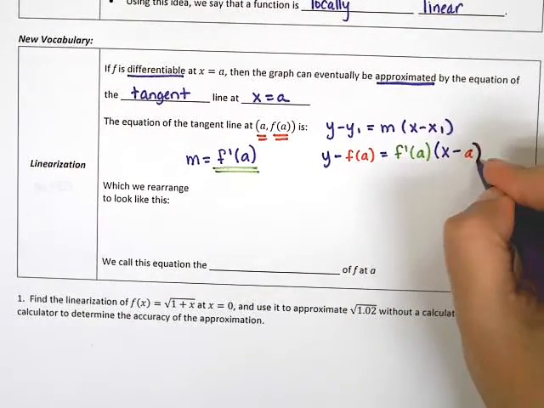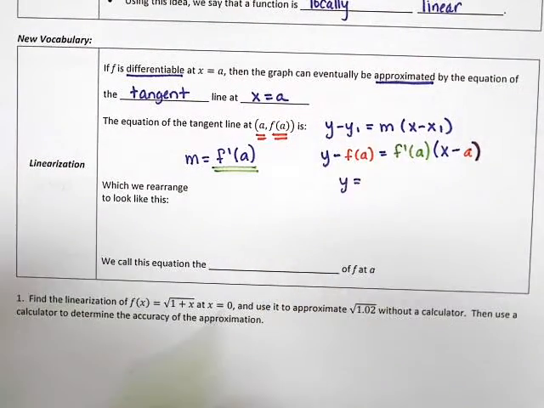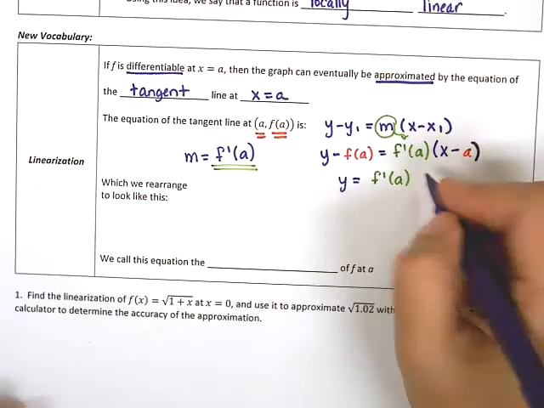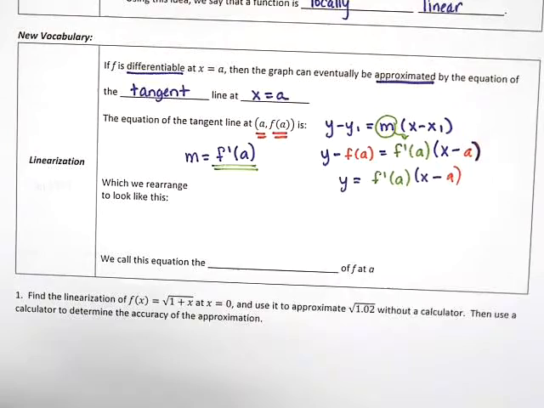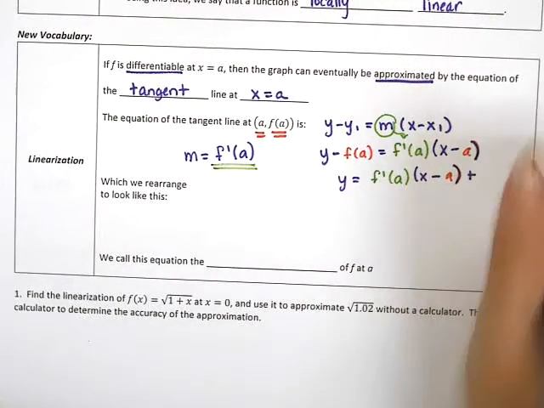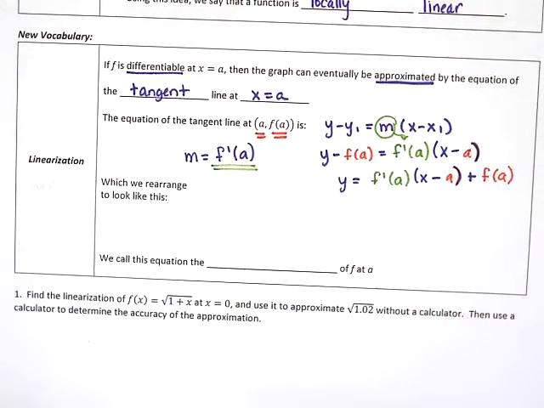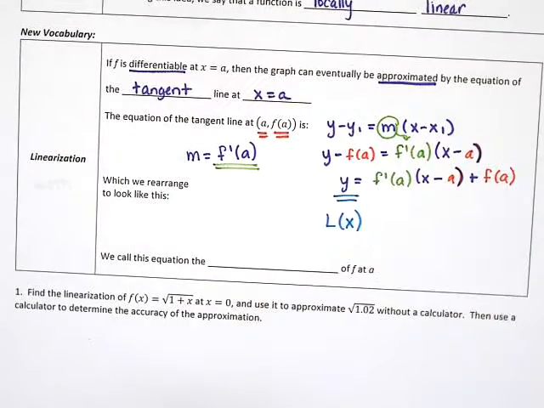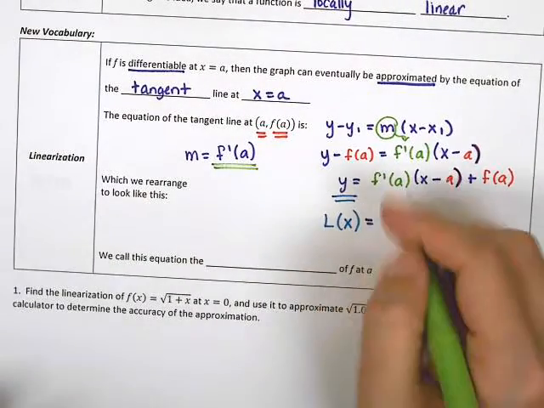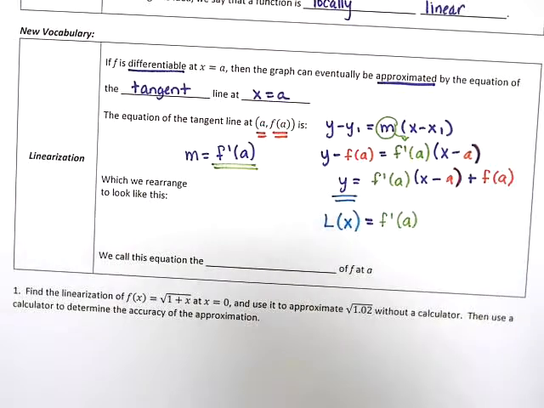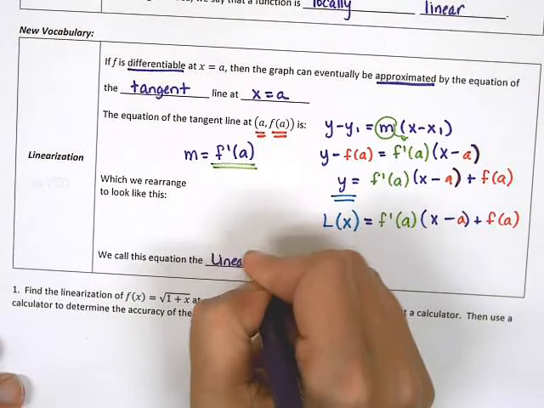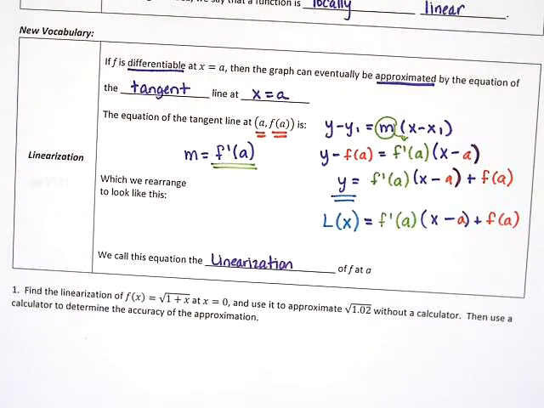Basically, by rearranging this equation, we can get y by itself. So we would have y equals, again we have f prime, so the derivative tells us the slope instead of m, parentheses x minus a is the x value. I'm going to add f of a on both sides in order to get the y by itself. And then we say, hey, let's call y L of x. L stands for the word linearization, equals f prime of a, parentheses, x minus a, plus f of a. Now again, we call this equation the linearization, meaning make the equation of the tangent line at that specific x value.